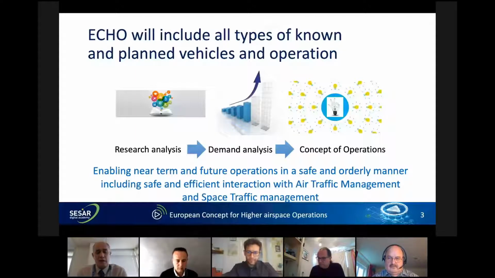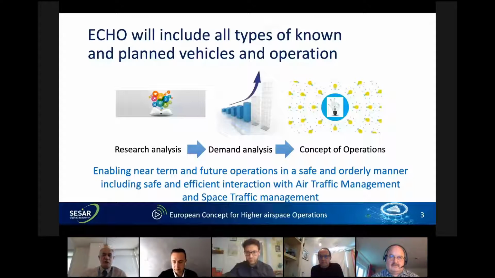And then we are now translating all this into a demand analysis based on all the types of vehicles and categories of operation that we have to take into account. At the end of the project, we foresee being able to deliver a concept of operation which can be the input for the next steps for an ATM improvement in order to take into account those newcomers.